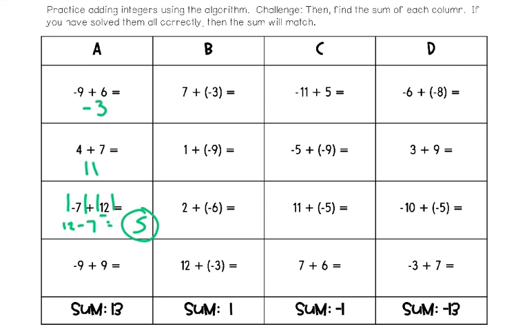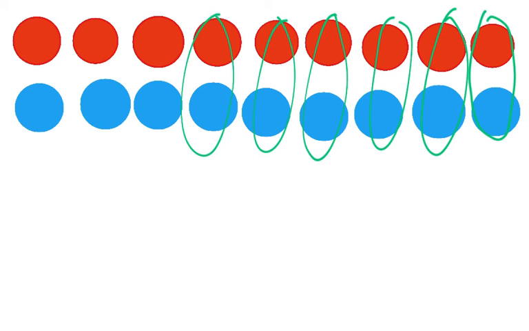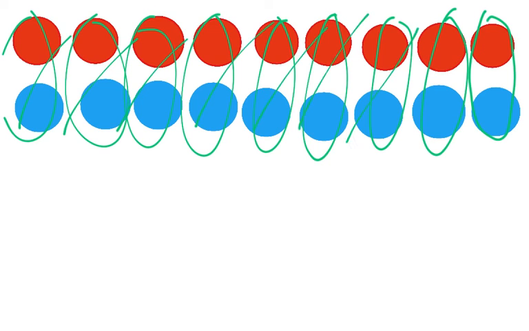And then let's look at the very last one, negative 9 plus 9. So I have 9 negatives and I have 9 positives. Whenever I have any negatives and positives together, I just cancel out any opposites or zero pairs. So 1, 2, 3, 4, 5, 6, 7, 8, 9, they all cancel. How many am I left with? 0. I don't have any left.